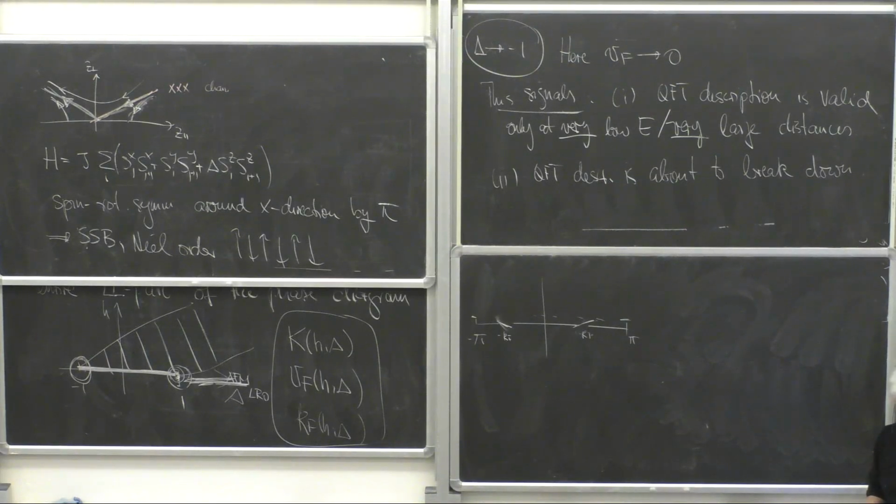Now, if the theory only holds at really, really low energies, then you can use the fact that it's relativistically invariant, etc. It can only hold at very large distances.